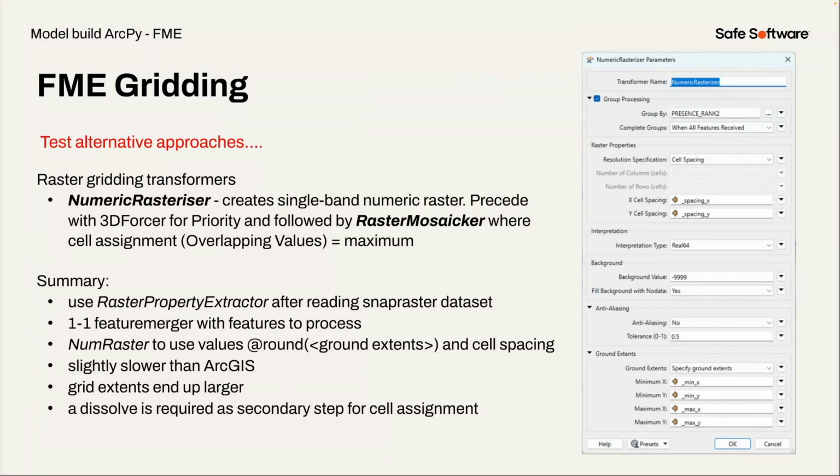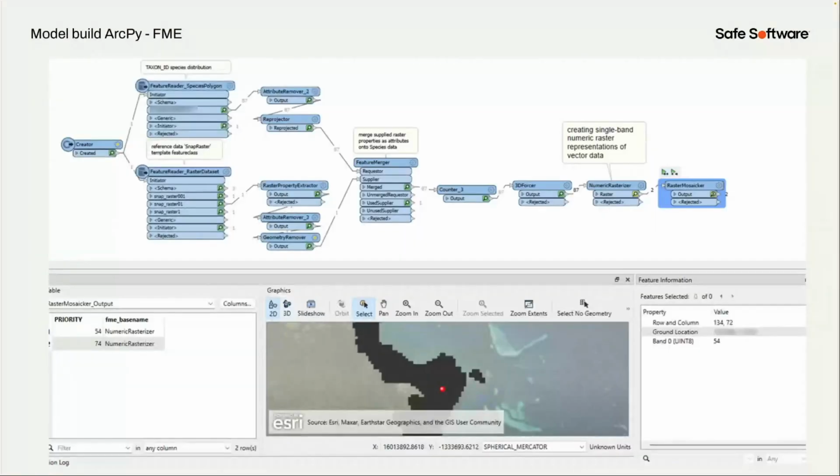So almost got the same result. Was able to use the raster property extractor to also read a snap raster and pass those attributes into the numeric rasterizer. But overall, the grids were a little bit larger and a little bit slower processing than geoprocessing within Arc, as well as needing a dissolve afterwards. So this is sort of what it looked like from an FME perspective.